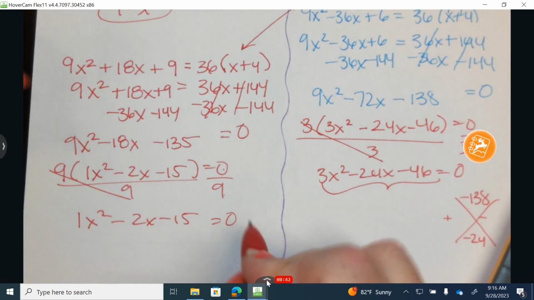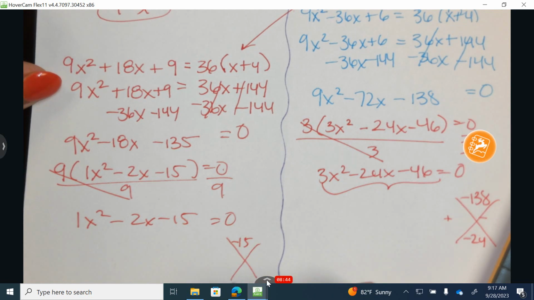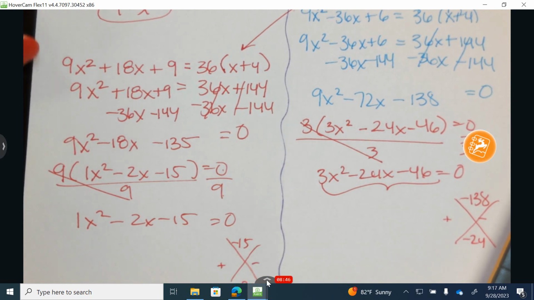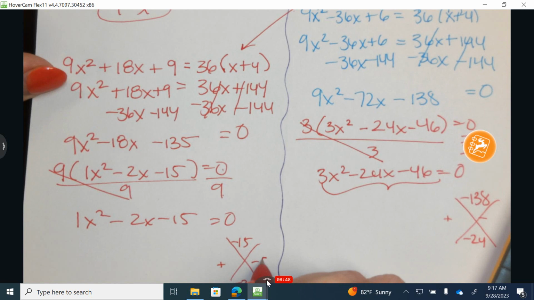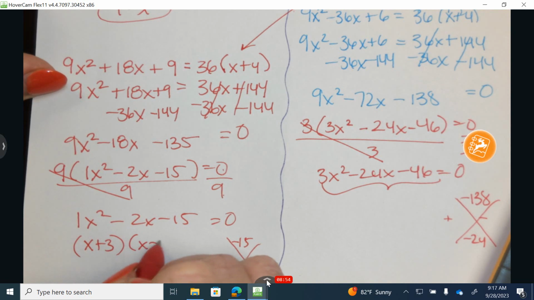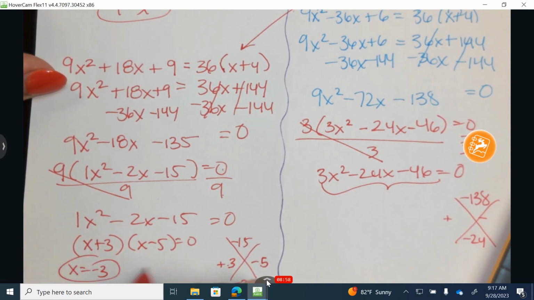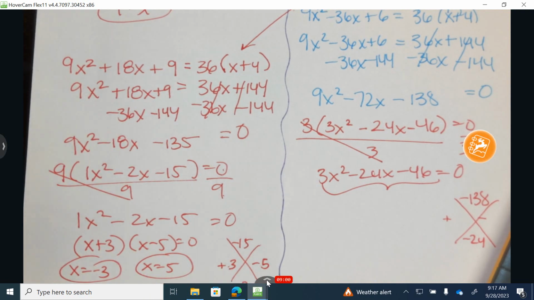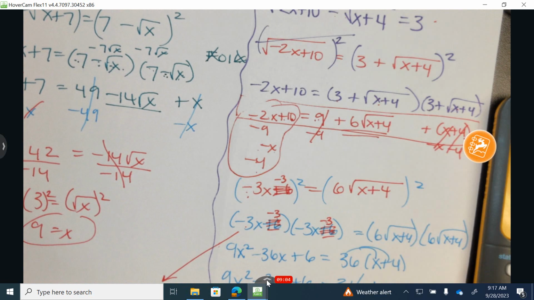So what multiplies to give us negative 15 and combines to give us negative 2? Being different signs, that would be a negative 5 and a positive 3. Multiplies and combines. So we have one factor of x plus 3 and a different factor of x minus 5. I'm going to set each one equal to 0 to get negative 3 and to get positive 5. It doesn't guarantee that they're both the right answer. Let's come back up here and see.